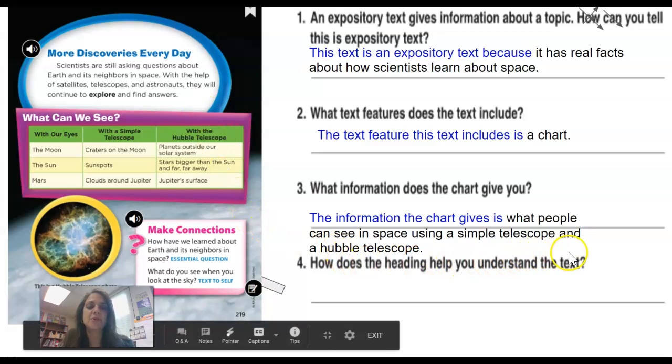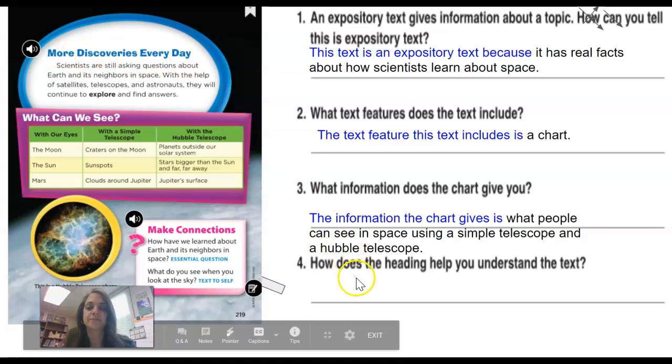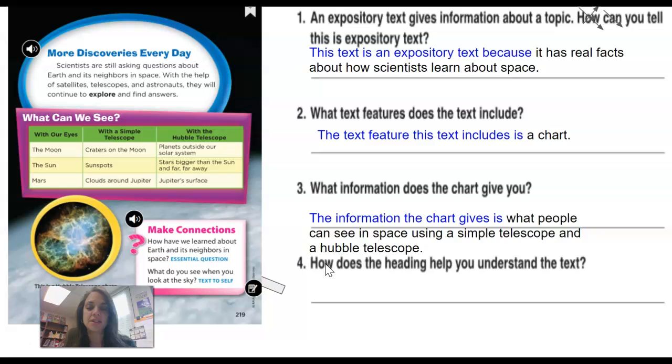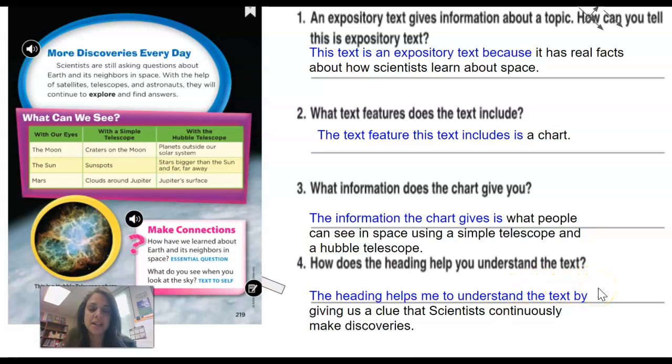How does the heading help you understand the text? So here's our heading, more discoveries every day. I know it's a heading because the words are larger than the words in the paragraph. It also has a different color. So I'm going to restate my question, cross off my question words. The heading helps me to understand the text by giving us a clue that scientists continuously make discoveries. Right, third graders, you just met our objective.